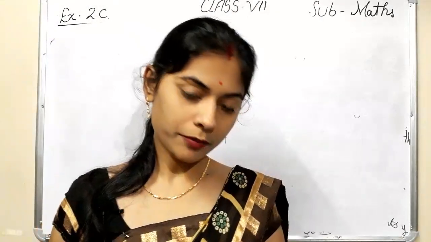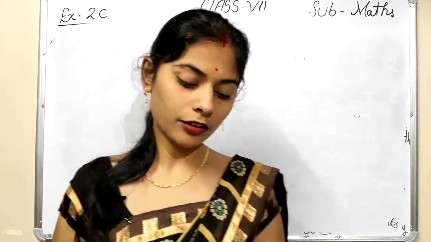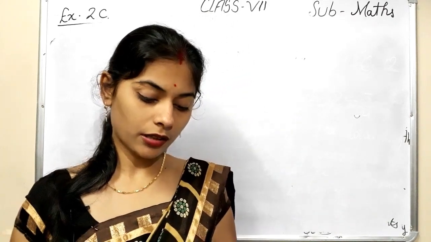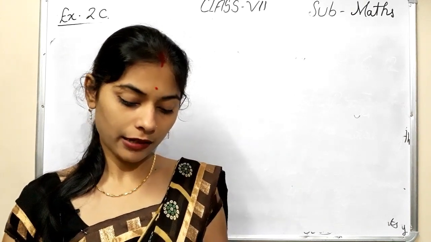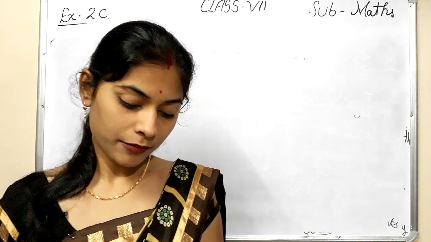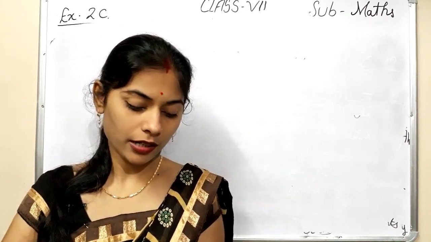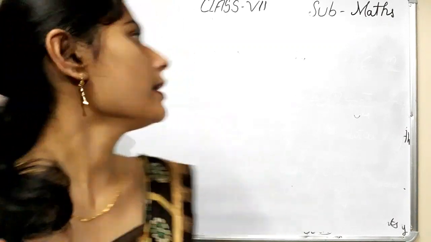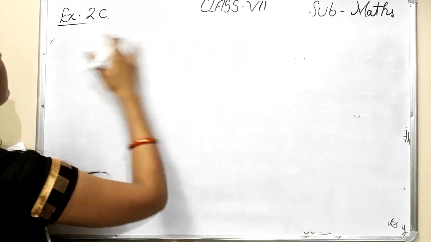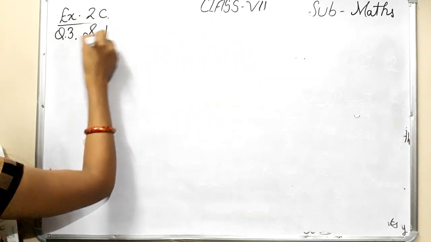Now see question number 3. Rohan has a collection of stamps. His collection is 3 by 4 times that of Pranav's collection of stamps, which is 320 stamps. How many stamps does Rohan have? See here, question number 3, solution.